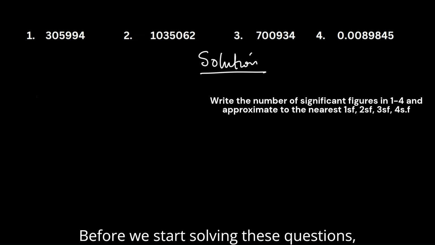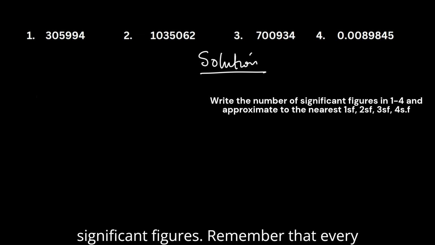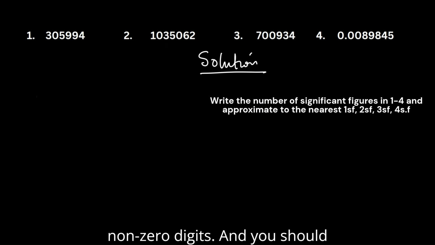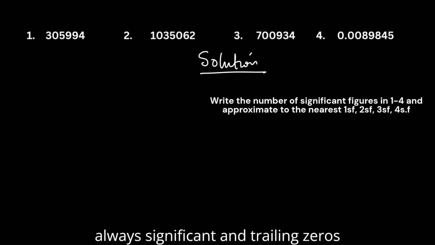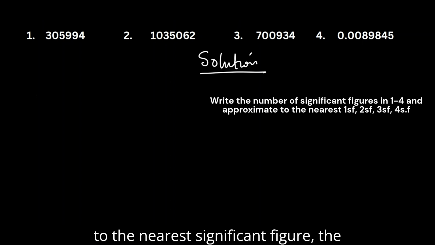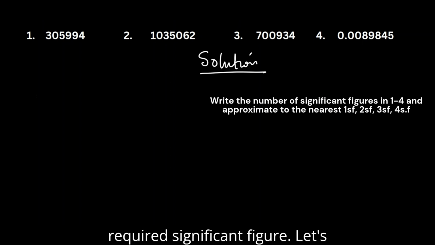Before we start solving these questions, let's quickly revisit how to count significant figures. Remember that every non-zero digit in a number is always significant. Non-zero digits include digits from 1 to 9. All digits apart from 0 are non-zero digits. And you should also recall that leading zeros are not significant, captive zeros are always significant, and trailing zeros are significant only when there is a decimal point. Also, for approximation to the nearest significant figure, the reference digit is the digit next to the required significant figure.